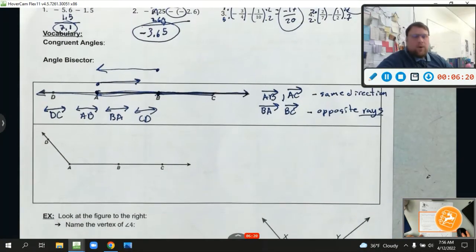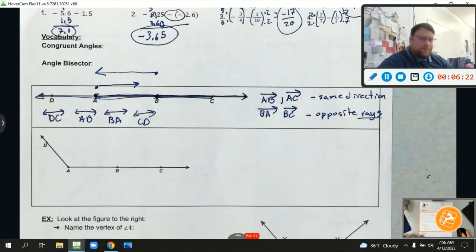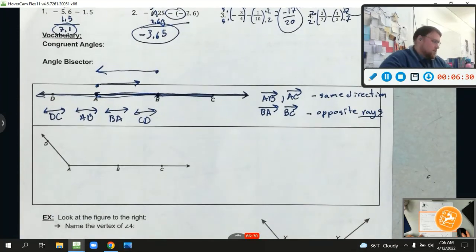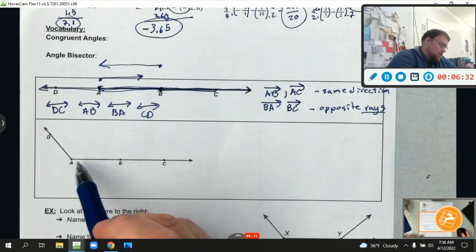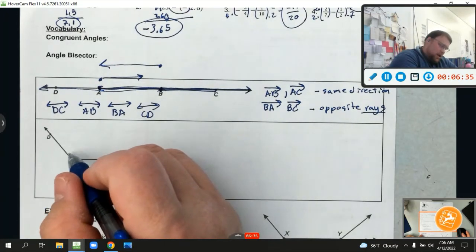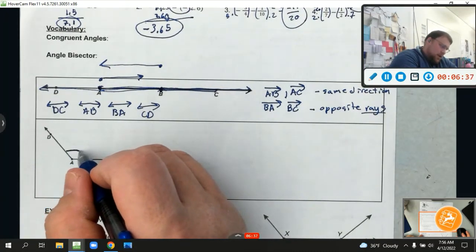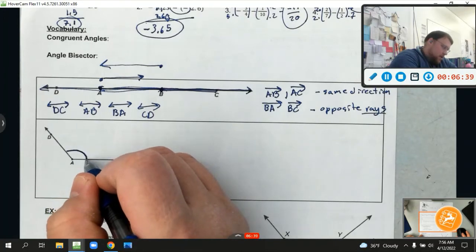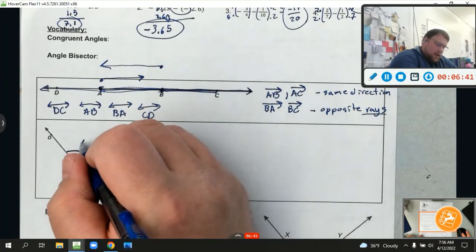And that's our little crash course on rays. A ray is like a one-sided line. It has an endpoint, but then the other side is going off forever. All right. So now I want to look at this little diagram down here, and we're going to take this right here, and this is angle A.